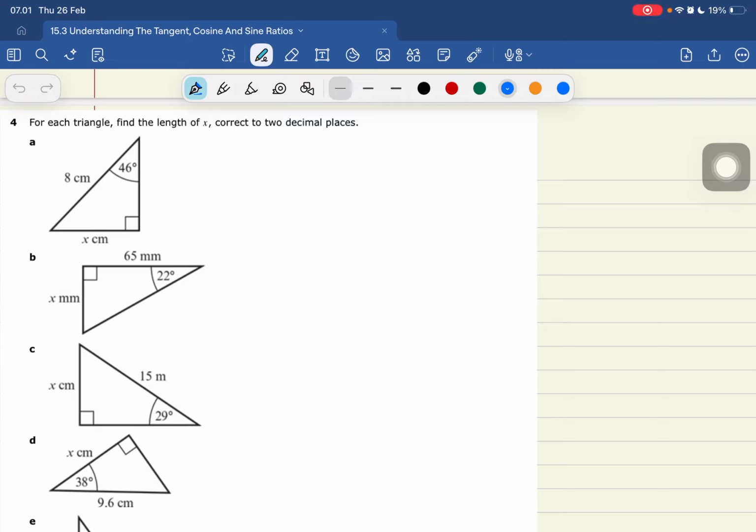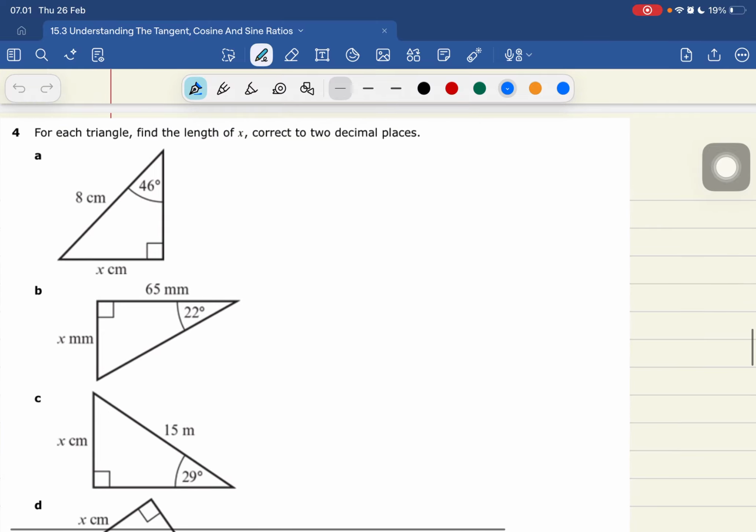Hi, in this question, I'm going to solve a practice question for understanding the tangent, cosine, and sine ratio. So let us take a look. For each triangle, we need to find the length x, correct to two decimal places.